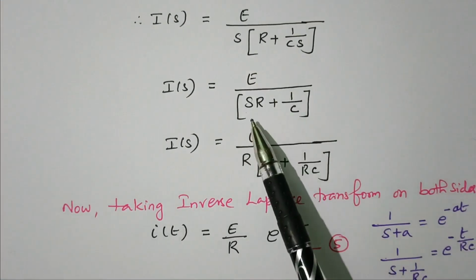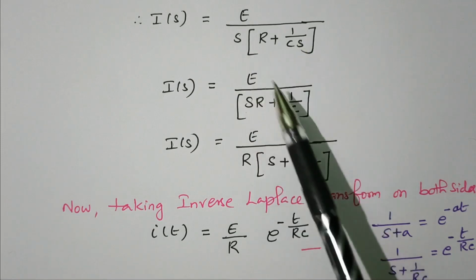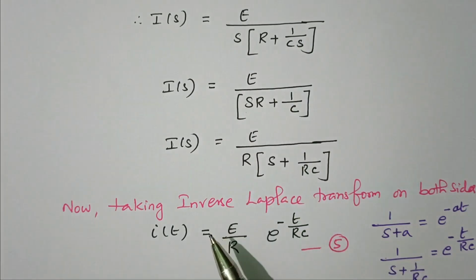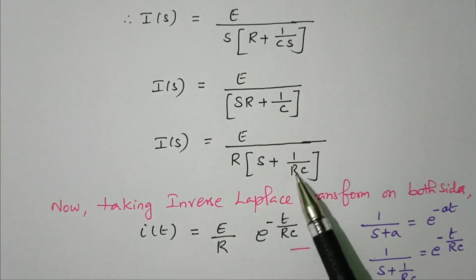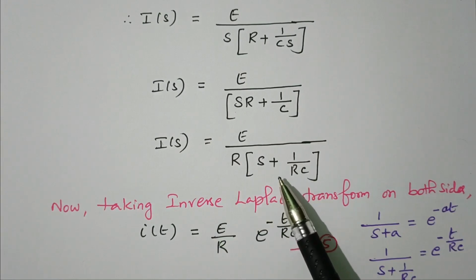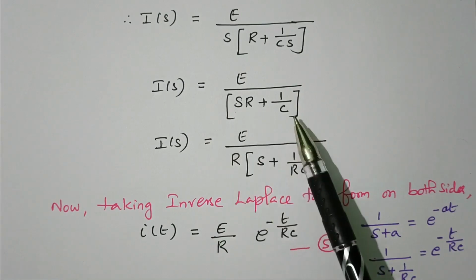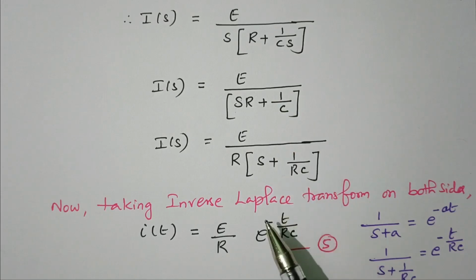Multiply S inside. So S into R plus 1 divided by CS. So S got cancelled, 1 by C. Now take the R outside in order to bring the S plus A term. Then only we can take the inverse Laplace. So this R is taken outside. So S plus, here the R term is not available, so it is divided, 1 divided by RC. Right.